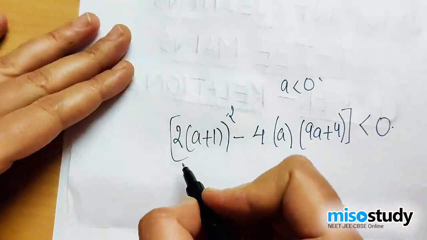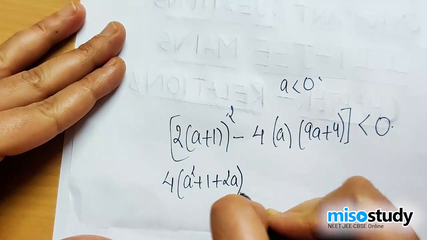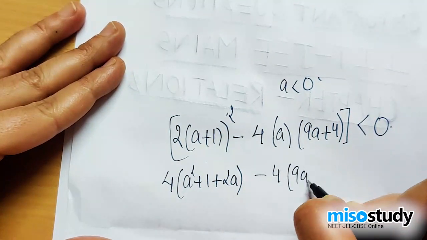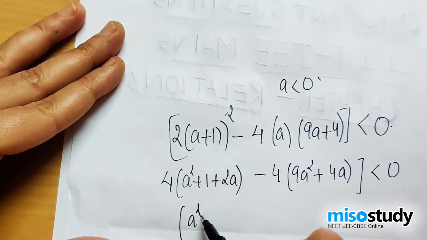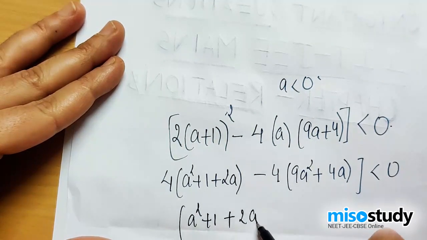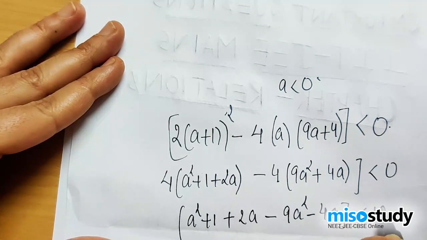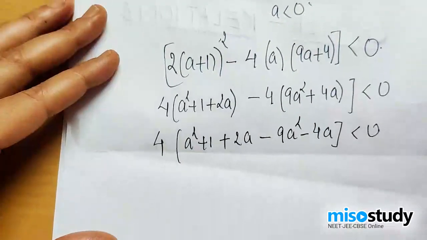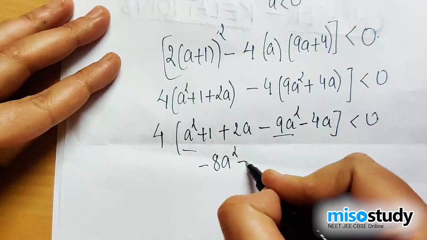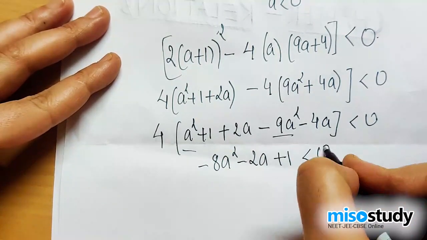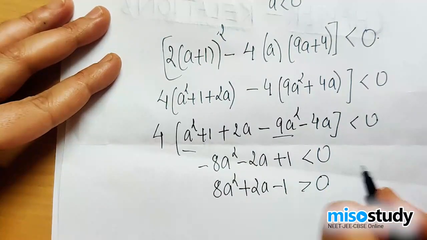Okay, now let's just solve it. So 4a squared plus 1 plus 2a minus 4 times 9a squared plus 4a should be less than 0. With 4 taken common, I will have a squared plus 1 plus 2a minus 9a squared minus 4a, and that has to be less than 0. Now let's solve it a bit. So I will have minus 8a squared minus 2a plus 1 less than 0, which gives me 8a squared plus 2a minus 1 greater than 0 by multiplying with a negative sign.